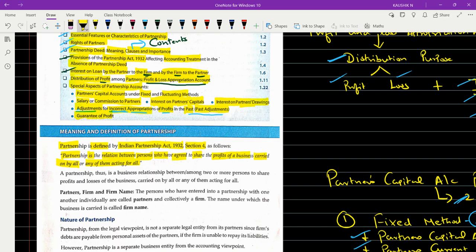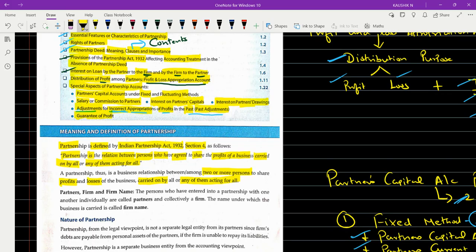Right. The next is the meaning of partnership. It is a relationship between or among two or more persons, where you have two or more persons to share the profits and losses of the business that has been carried on by all or any of them acting for all. This is what you learned as a feature. What's the feature? A partner is acting on behalf of others.